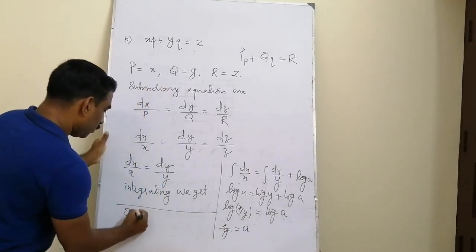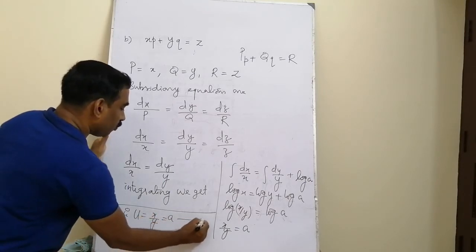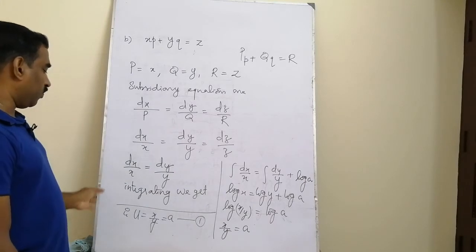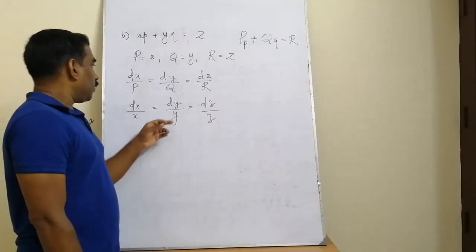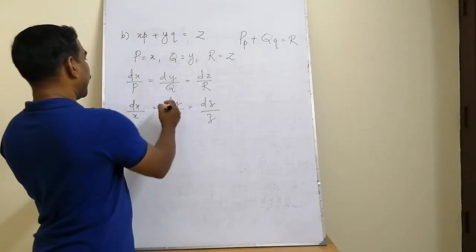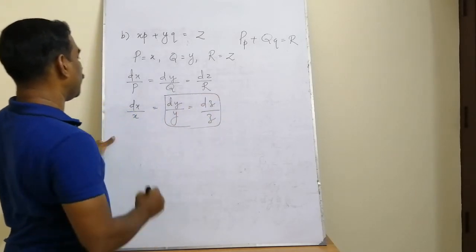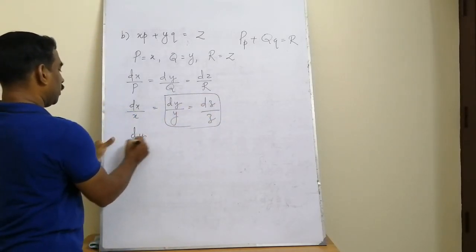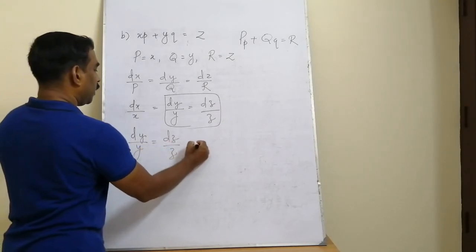That is u = x/y is a constant, equation number 1. So we get one solution of the form u is a constant, where u means x/y. Now in order to obtain the second independent solution, suppose we are grouping the second and third set, dy/y = dz/z. Now dy/y = dz/z is in a separable format.